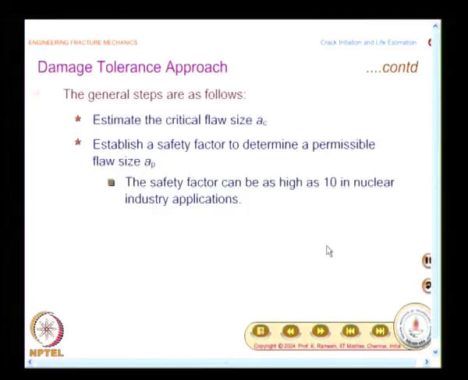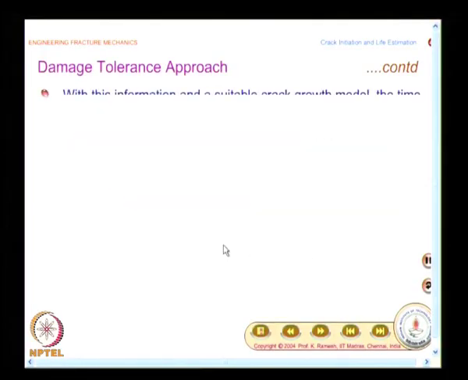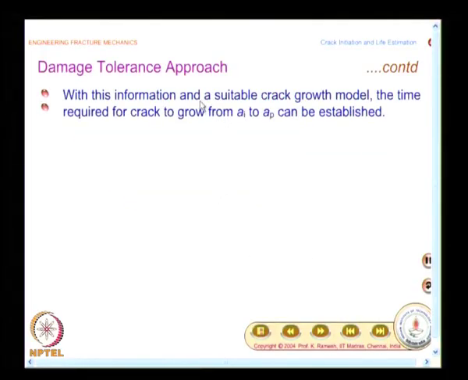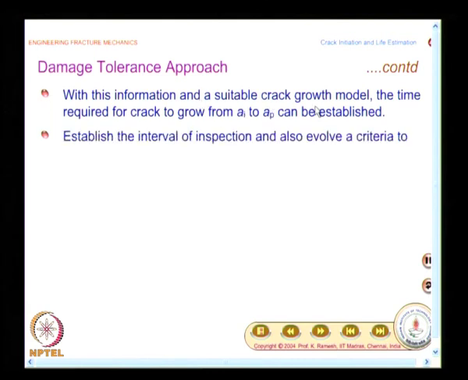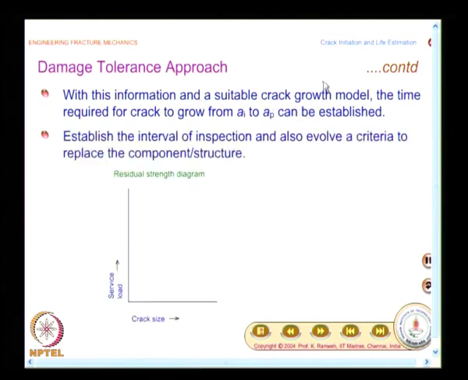And I have already mentioned, if you look at NASGRO or AFGROW, they provide you recommended initial crack lengths for various applications, for space structures separately as well as airframe structures and so on. So, from that you can use a suitable crack growth model. It is very carefully done. We have seen several crack growth models. So, you have to identify a suitable crack growth model, and from that determine the time required for the crack to grow from a_I to a_P.